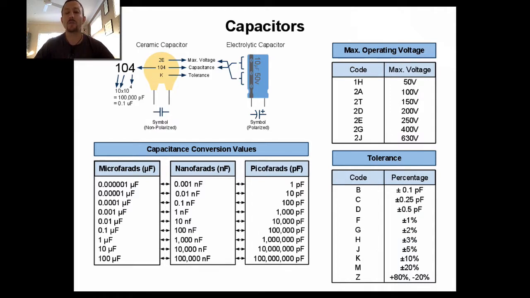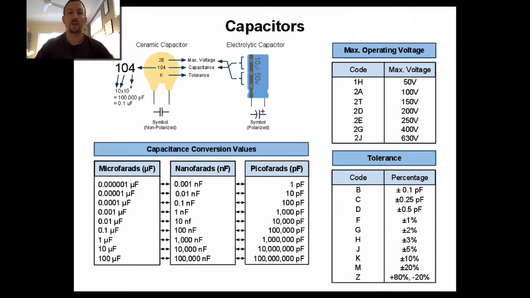But you can see the top right-hand table shows you the various codes and the operating voltages at which they work. You can see the capacitance conversion values there. Basically, it's just telling you how you convert from one to the next. You'll have certain sized capacitors. As I said, they'll be measured in micro, nano, or picofarads.